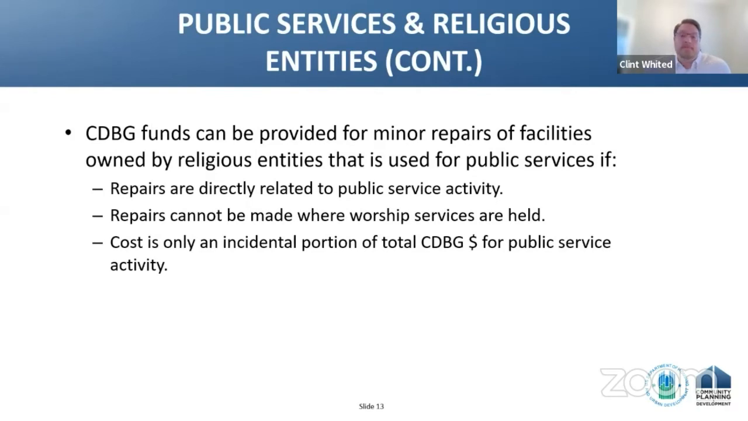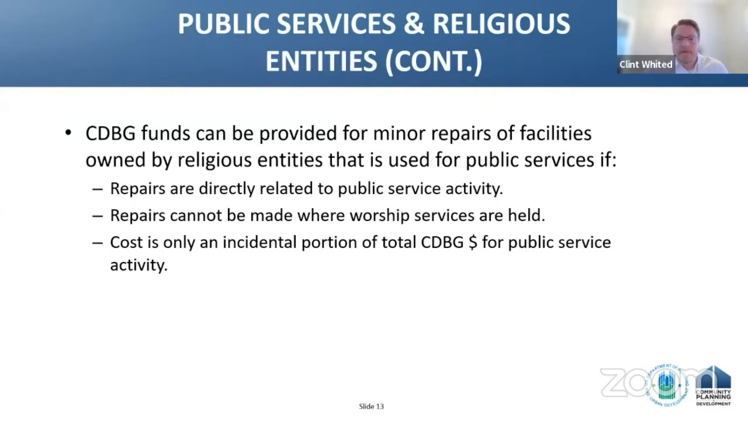Often, public services offered by religious entities are implemented in facilities owned by the religious entity, like the food pantry that's in the back of the church, as an example. If the religious entity wants to use CDBG public service funds to make minor repairs to their facilities, so maintenance and operations, there are three considerations that you really need to evaluate. First, the repairs that they're proposing must be directly related to your public service activity. Second, the repairs cannot be made where worship services are held. And third, the repair costs must only be an incidental portion of the total CDBG funding for the public service activity.